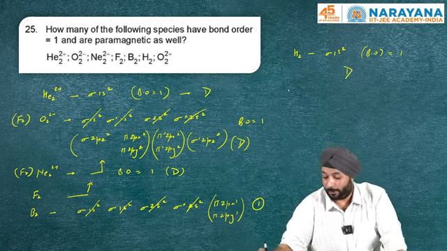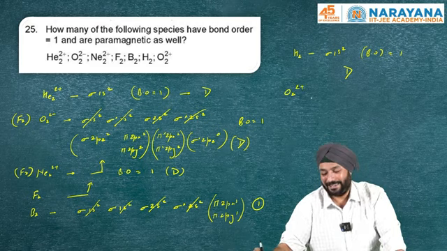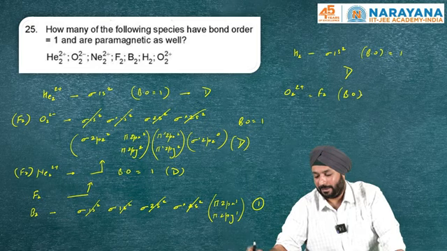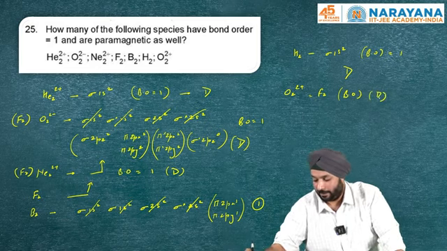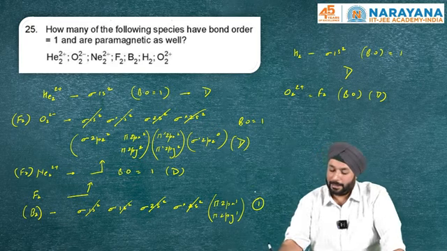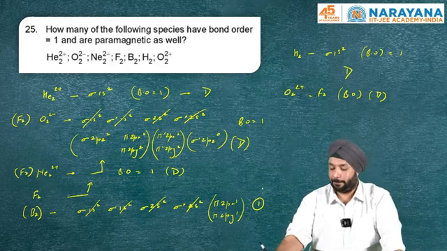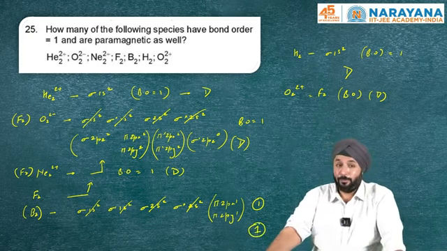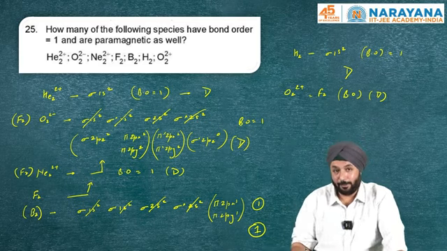Then you have O2 plus, which is the same as fluorine. We have done bond order 1. Yes, it is diamagnetic. So I'm getting only boron as paramagnetic, and it has only one bond order. So the answer is 1, and that too boron, B2. Hopefully you understood this, right? We'll move ahead.